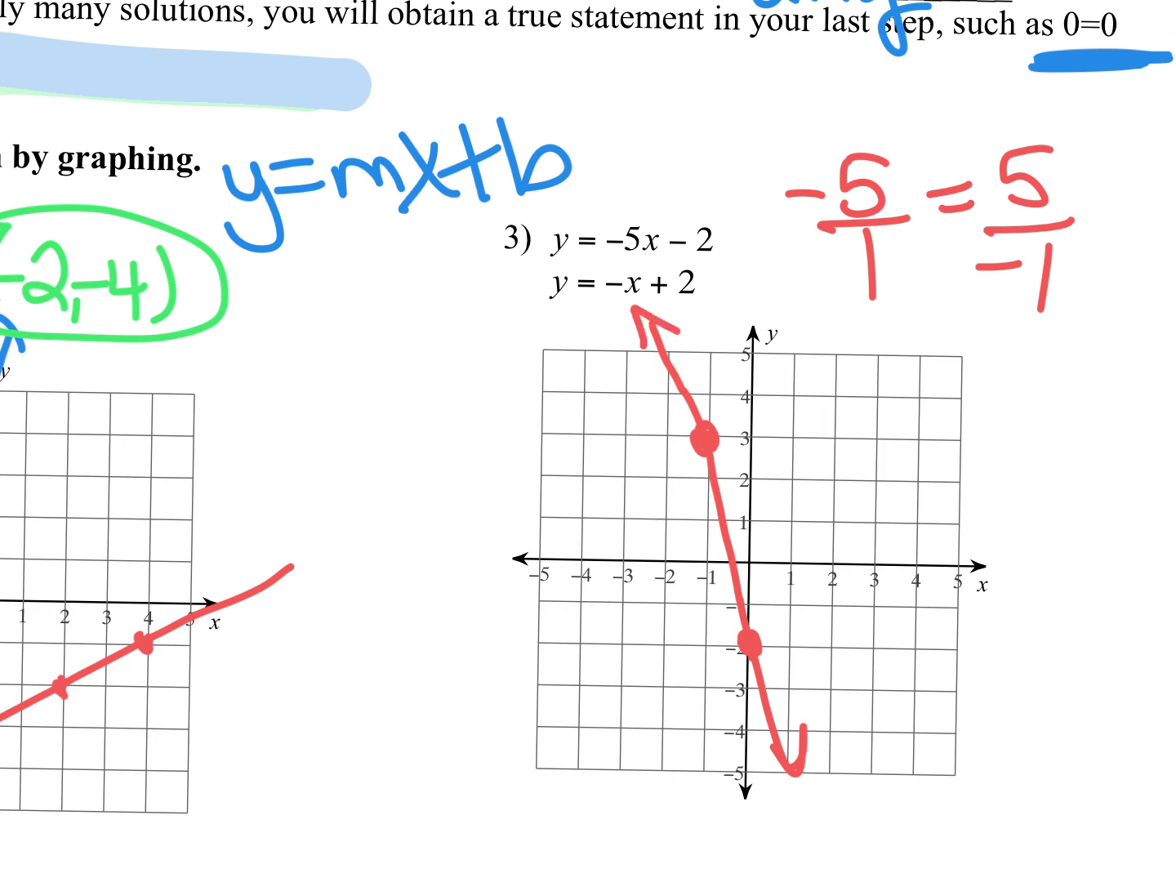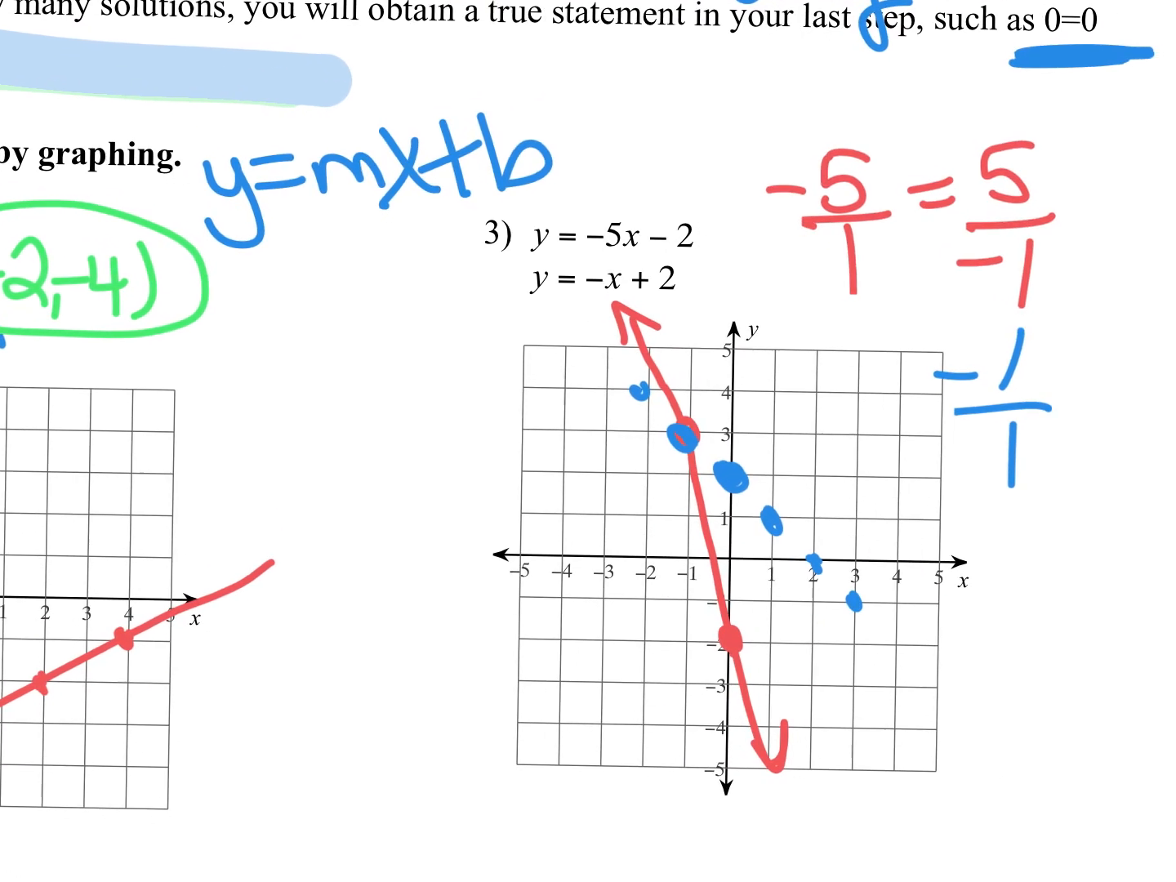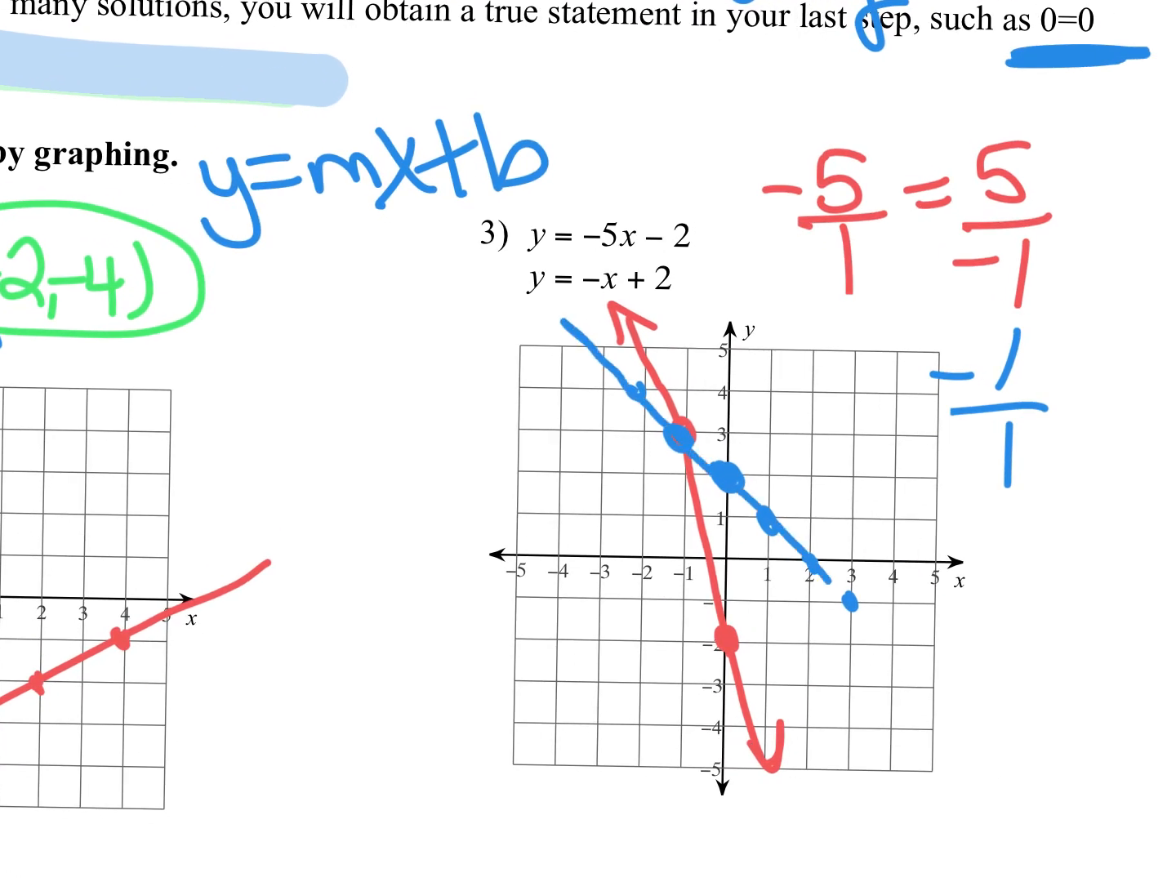And then my second graph is negative x plus 2. So I would start at positive 2, and my slope is negative 1 over 1, which means I'm going down 1 back, or to the right 1, or I can go up and back, up and back. And if you notice, my lines here intersect at this nice ordered pair right here, and that ordered pair is negative 1, 3. So my solution, again, is that ordered pair.